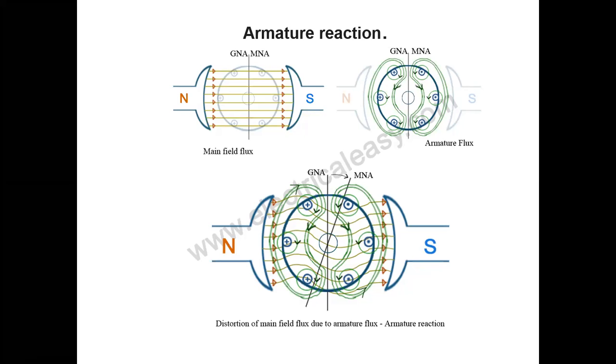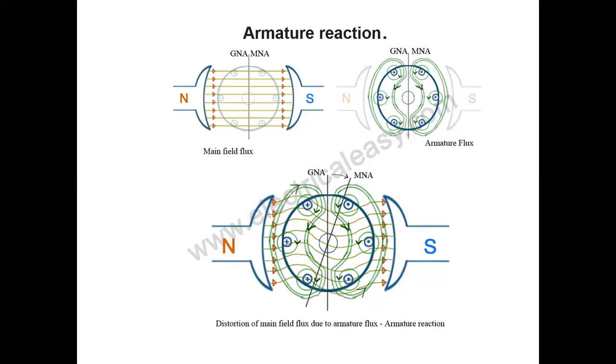The geometrical neutral axis is the axis that bisects the angle between the center lines of two poles. The axis passing between the two poles is GNA, the geometrical neutral axis. It bisects the center and the middle of two magnetic poles. That is GNA.